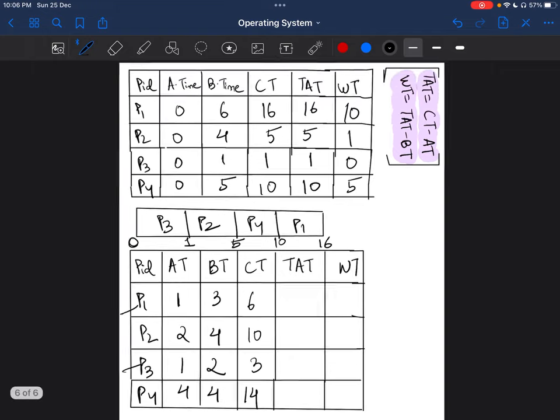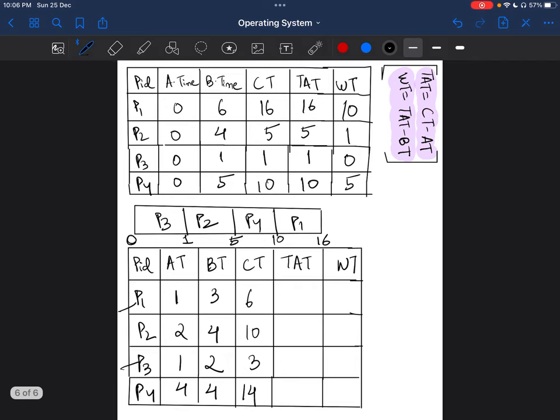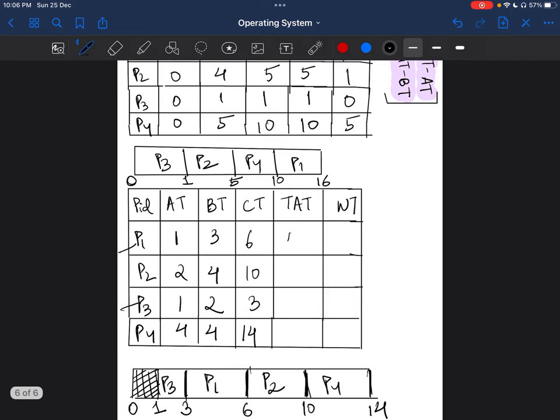Now we'll find the turnaround time. Turnaround time is completion time minus arrival time. Completion time here is 6, arrival time is 5, so this will be 8, this will be 2, this will be 10, right? To find the average turnaround time, just add them up, guys. You'll get your answer. Easy, isn't it?